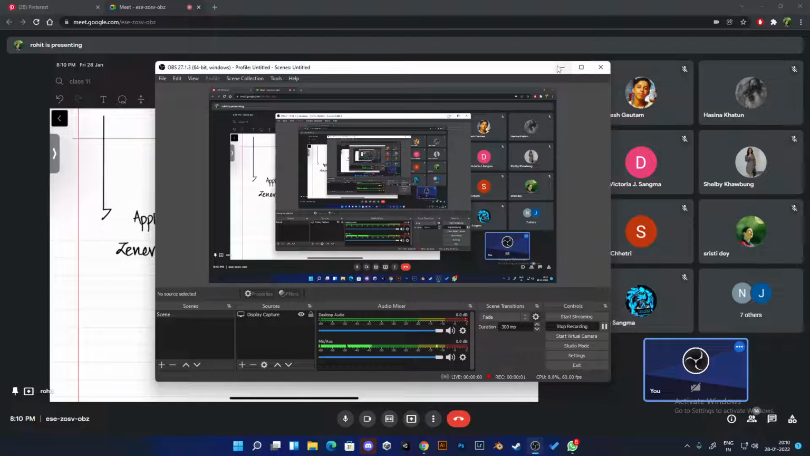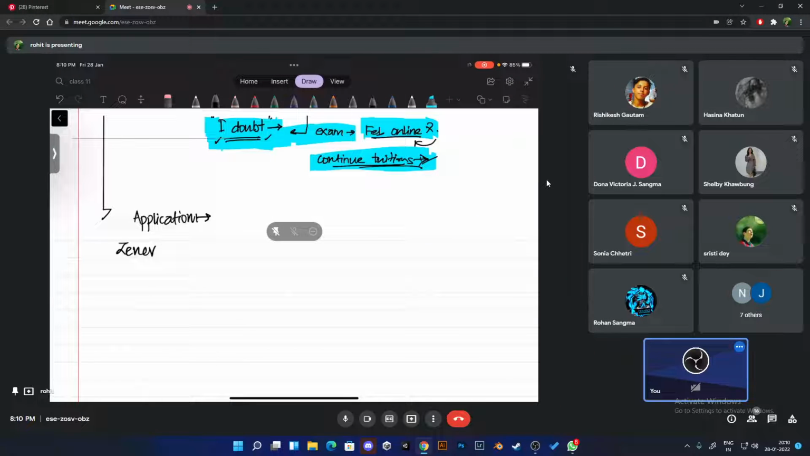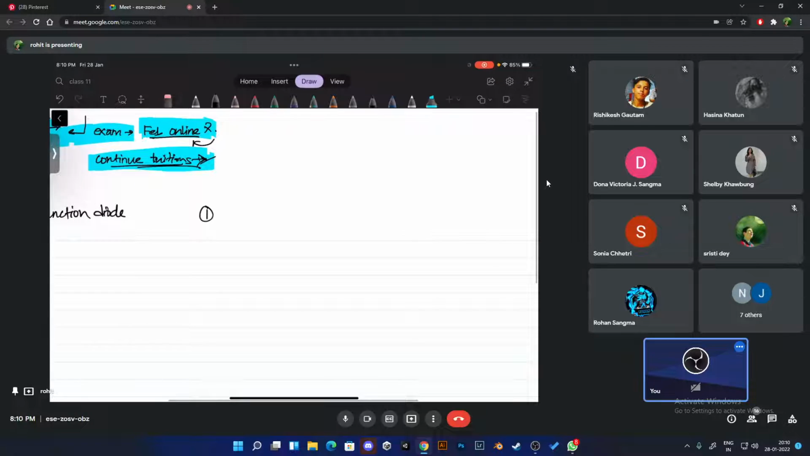That we're doing application of PN junction diode. Please tell me some applications which you have learned already. Number one, PN junction diode can be used as a rectifier. Yes. Number two, PN junction diode can be used as a photodiode. Okay, it's a special diode.